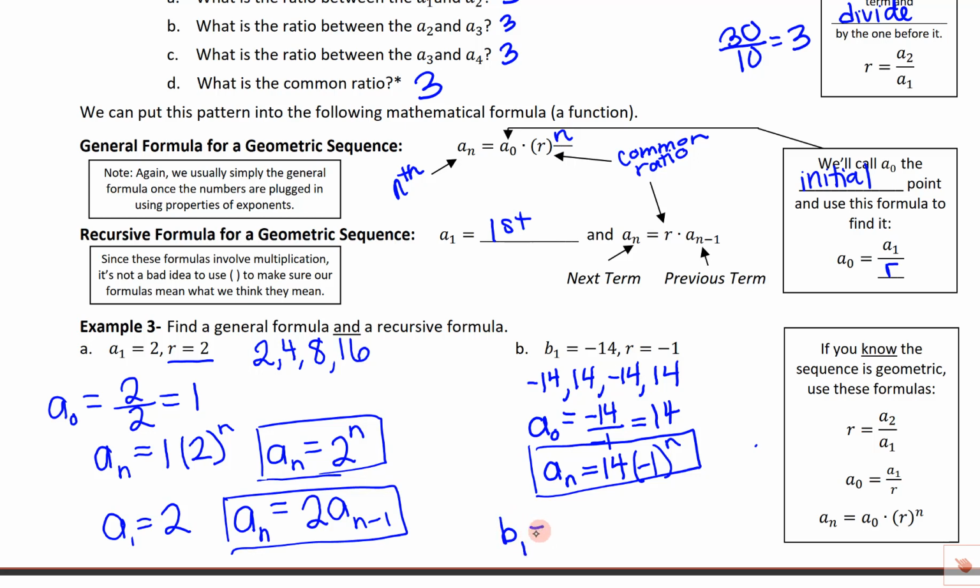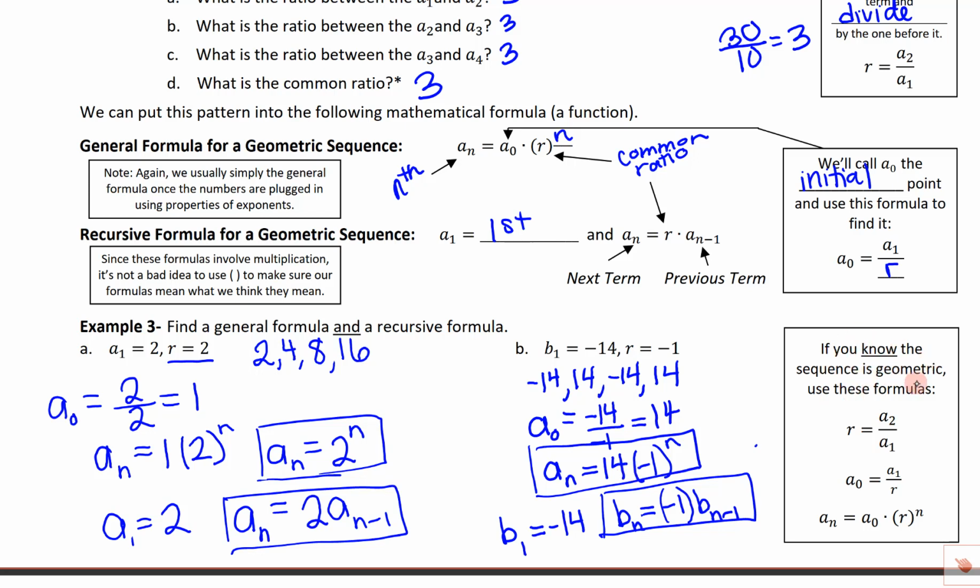So our first term is -14. Remember, we have to tell what the first number is because we can only use this if we know the first number in our pattern. So b sub n equals, what are we multiplying by? In this case, we are multiplying by -1 times b sub n minus 1. We're taking the term before it and we're multiplying it by -1 to get the next one. So there is my recursive.